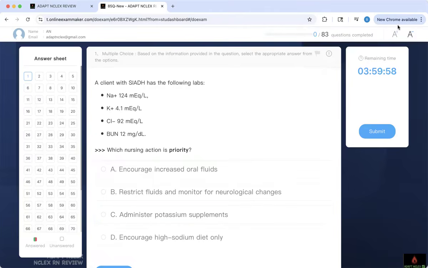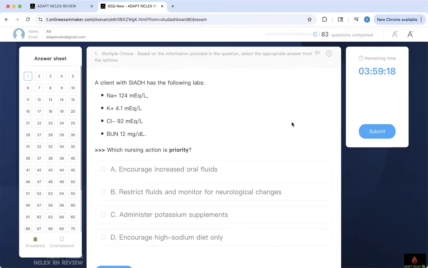First question, what do you see? This looks like a risk reduction question, but it's an endocrine question. Most of the endocrine questions are risk reduction. A client with SIADH has the following lab. It's lab work. You have to interpret it, but you don't have to worry too much because you have SIADH over there: sodium 124, potassium 4.1, chloride 92, BUN 12. Which nursing action is a priority? Encourage increased oral fluid, restrict fluid and monitor for neurological changes, administer potassium supplement, encourage high sodium diet only.